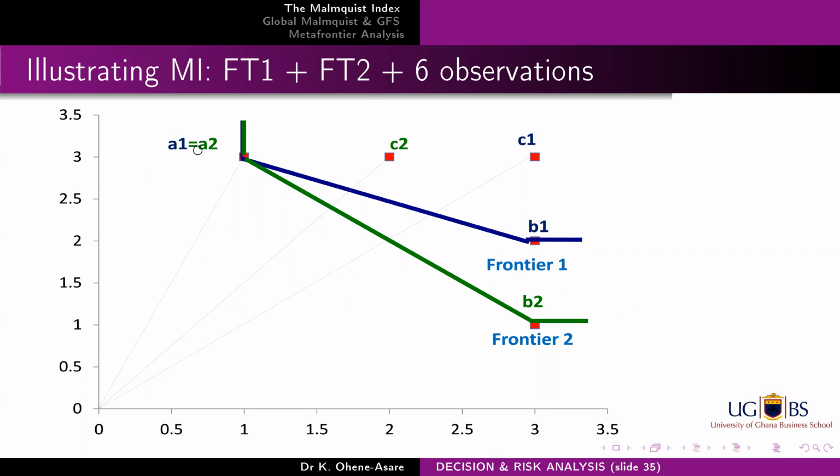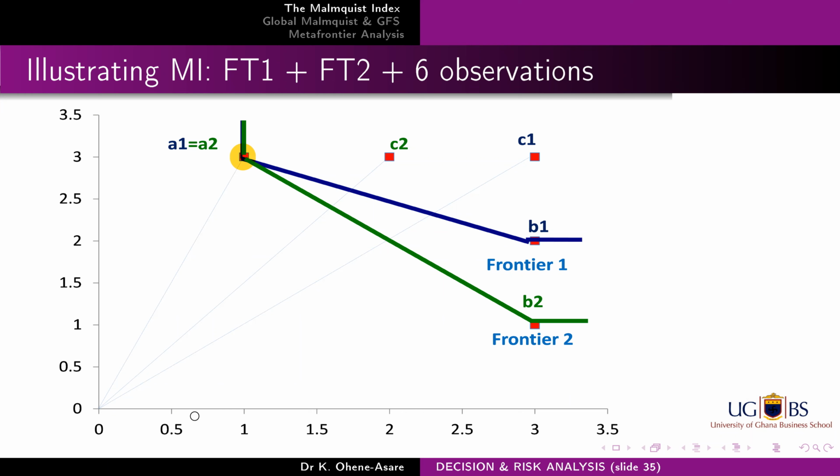Now, when you go back to the storyline and you are measuring the efficiency of firm A in year 1, or A1, you are doing the radial efficiency measure. It is the distance from the origin to the frontier divided by the distance from the origin to the firm. That is how we always explain it. And in this case, the distance from the origin to the frontier is going to be the same as the distance from the origin to the firm because they are all on the same point.